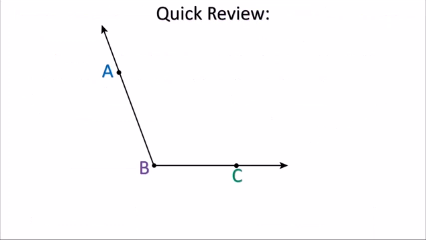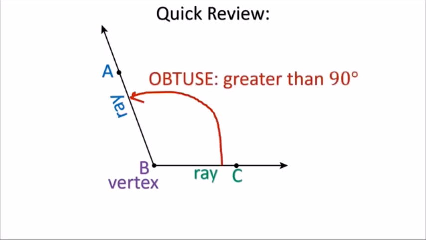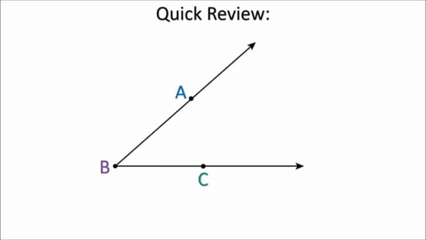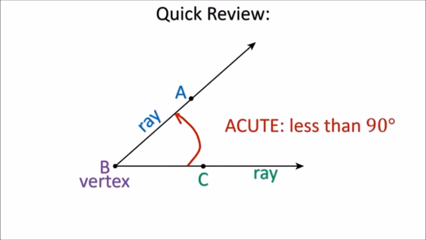What do A and C represent on this angle? What does B represent? A and C are the rays of the angle and B is the vertex. What type of angle is this? Because this angle is greater than 90 degrees, it is an obtuse angle. What type of angle is this? Because this angle is smaller than 90 degrees, it is an acute angle.